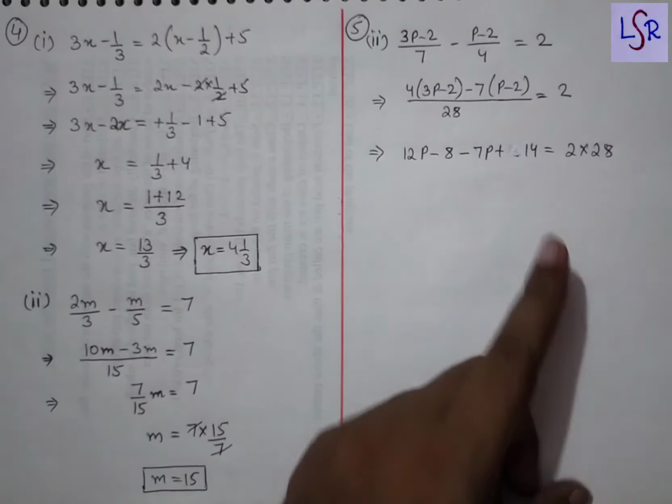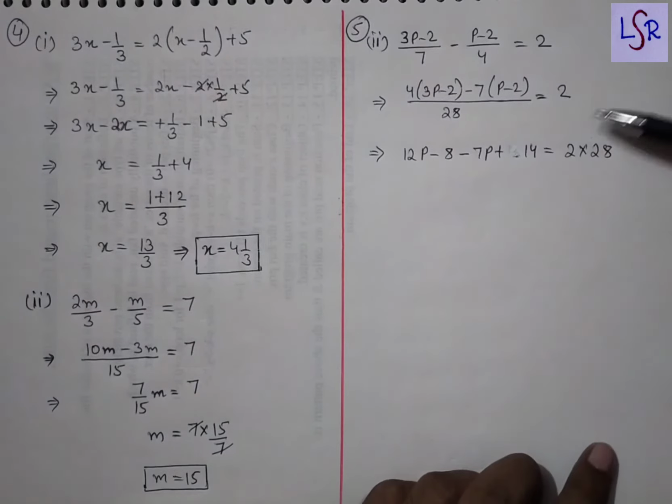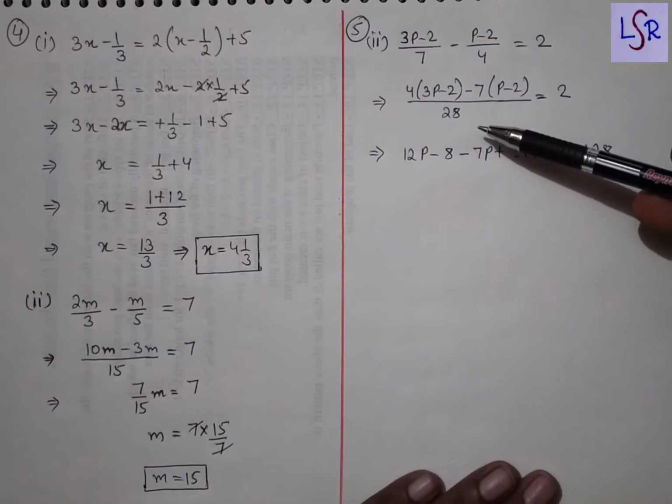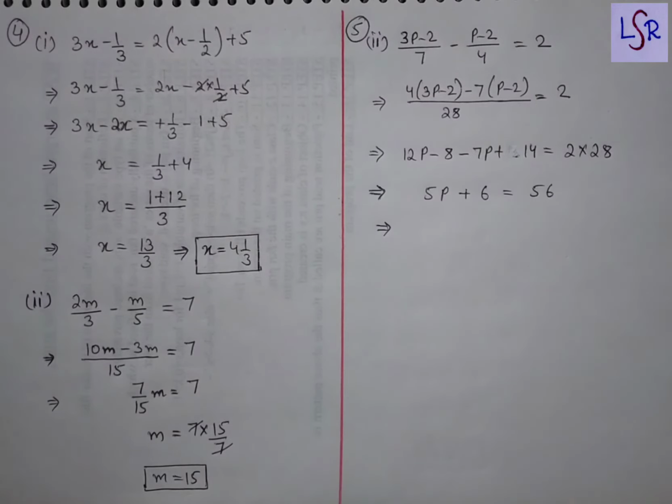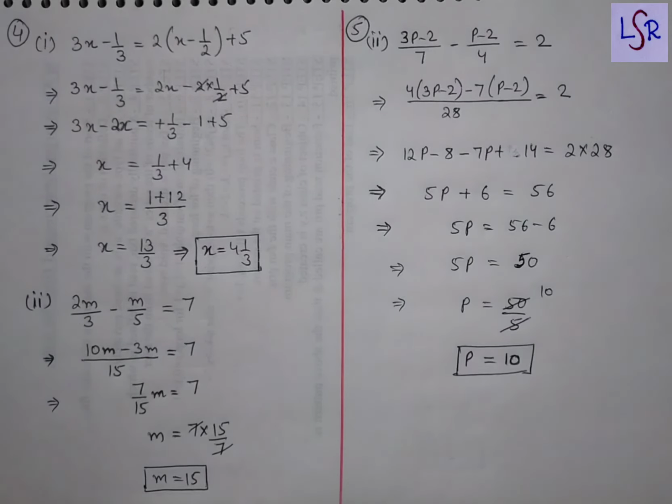And this 28 is sent on the other side, and as here it was dividing, so here it is multiplying. Now we will solve all the like terms, and we have got 5p plus 6 equals to 56. Now we will solve for p, and on solving we have got the value of p as 10. Now let's see question number 6.